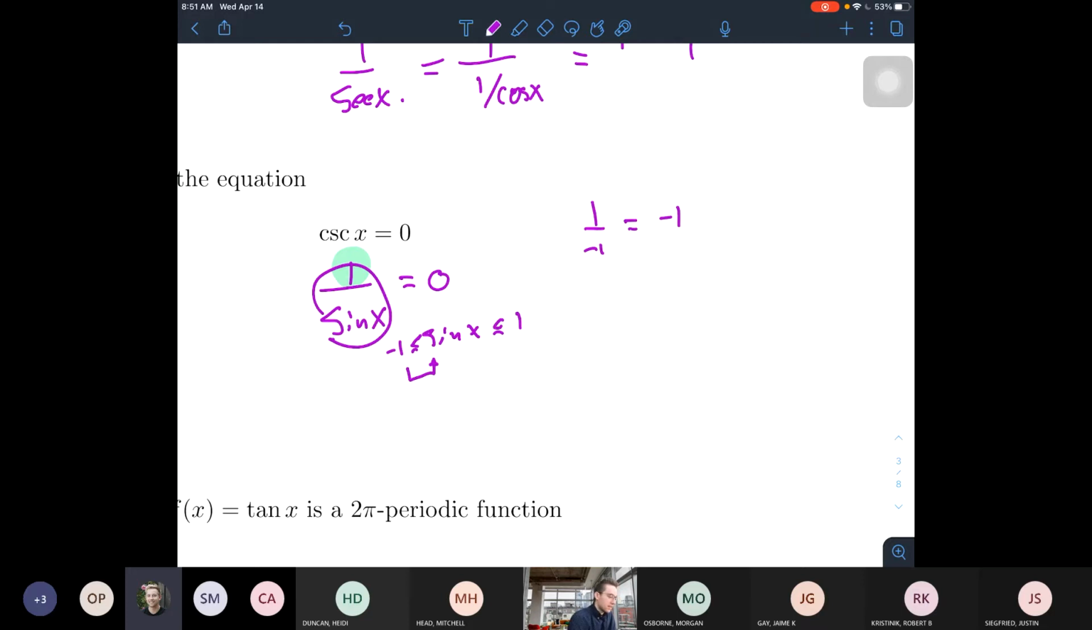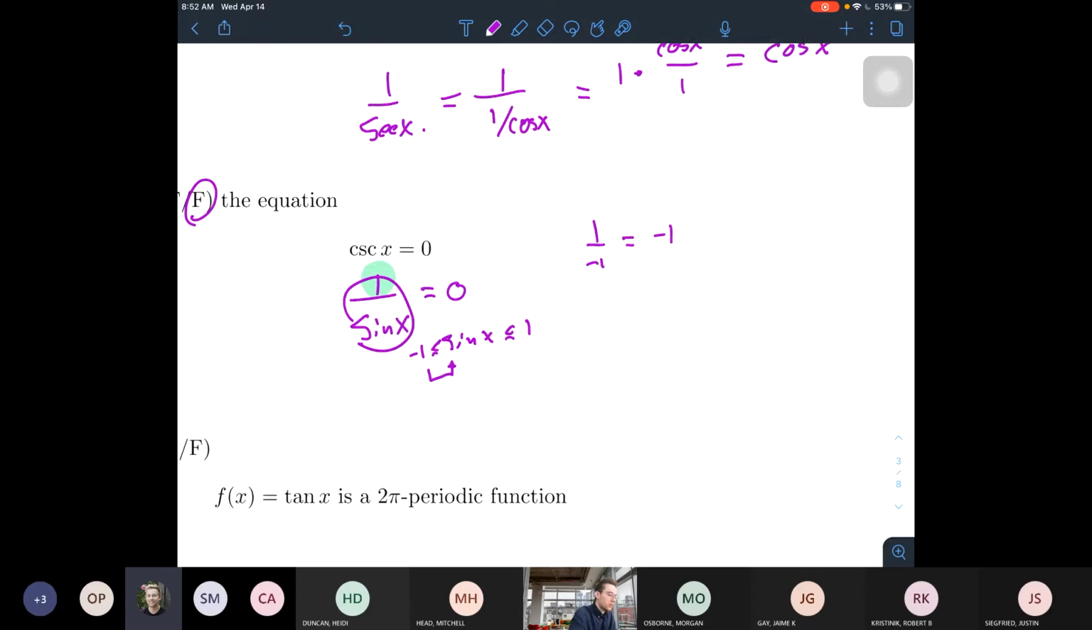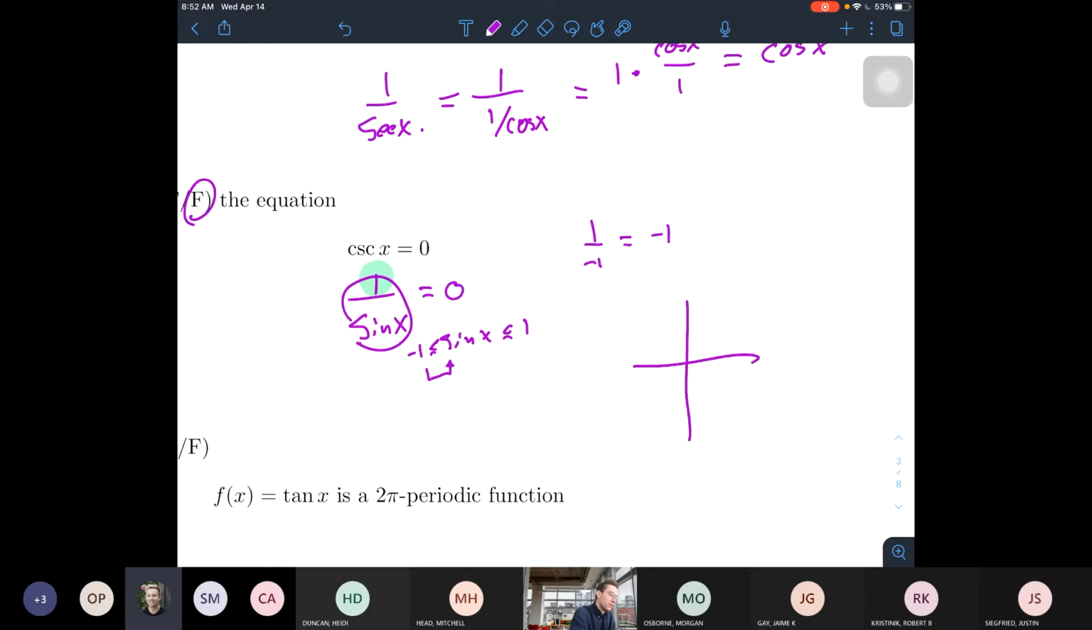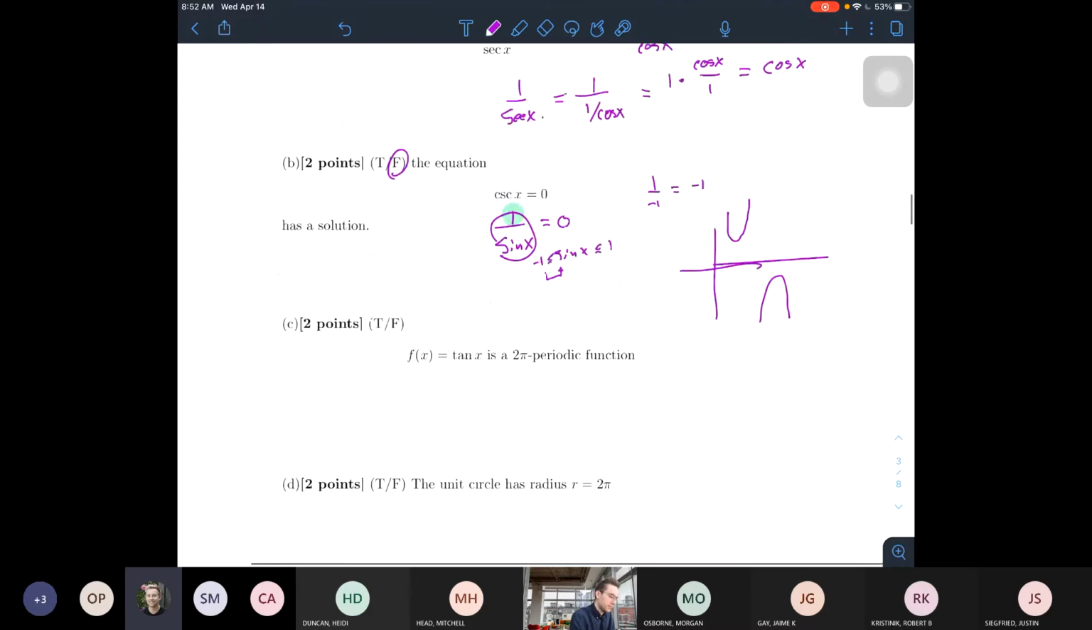So sine of x in this denominator here, there's no way to divide 1 by another number and get 0. This can't be done. Also, you can look at the graph of cosecant if you want. It looks something like this, and so you can see that it doesn't touch the x-axis anywhere. It just kind of floats above and beneath. So this one's false.